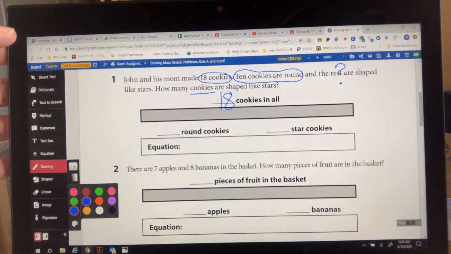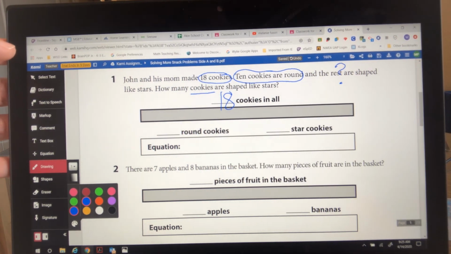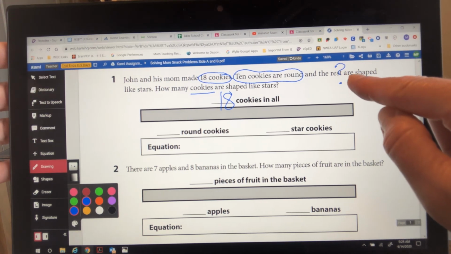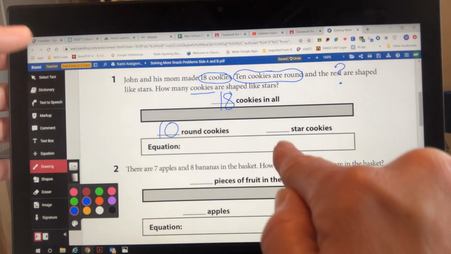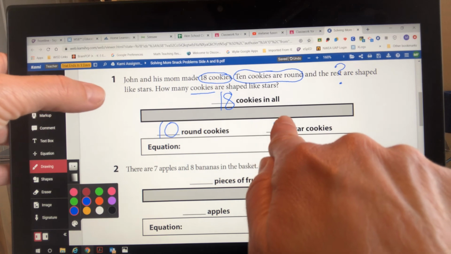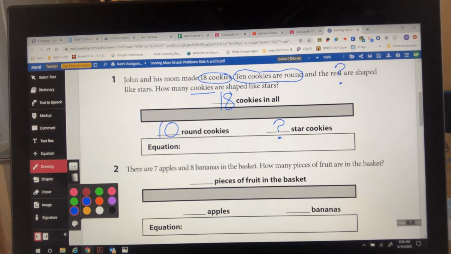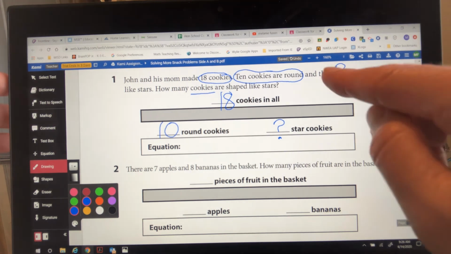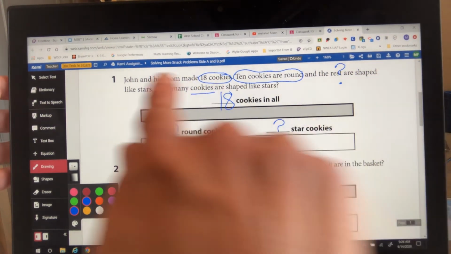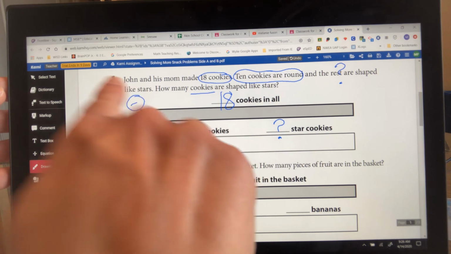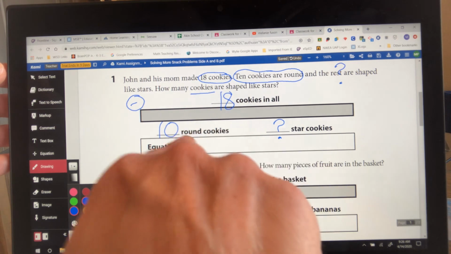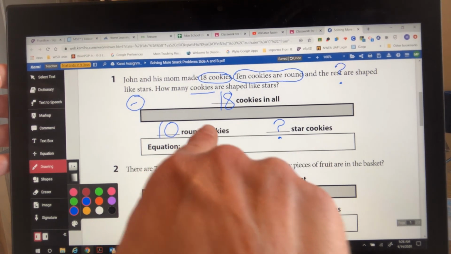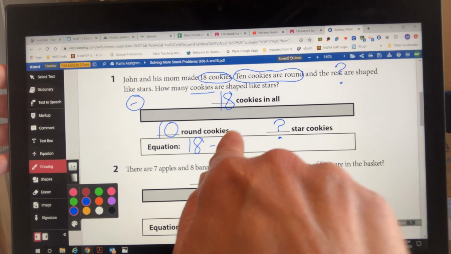10 of those cookies are round. Are the round cookies all of the cookies or part of the cookies? Well, in the story, some of the cookies are shaped like stars. So the round cookies are part of the cookies. And then the cookies that are shaped like stars are also part of the cookies because there are also round cookies. So boys and girls, since I'm looking for the part, this is a subtract pattern because the only time I add is when I'm looking for the whole, and I'm not looking for the whole. So I've got 18 and I'm going to subtract 10.